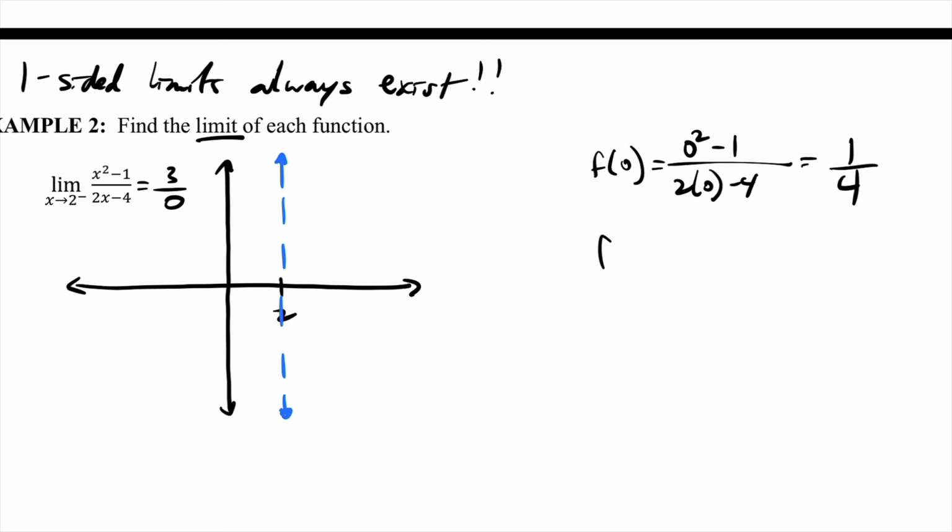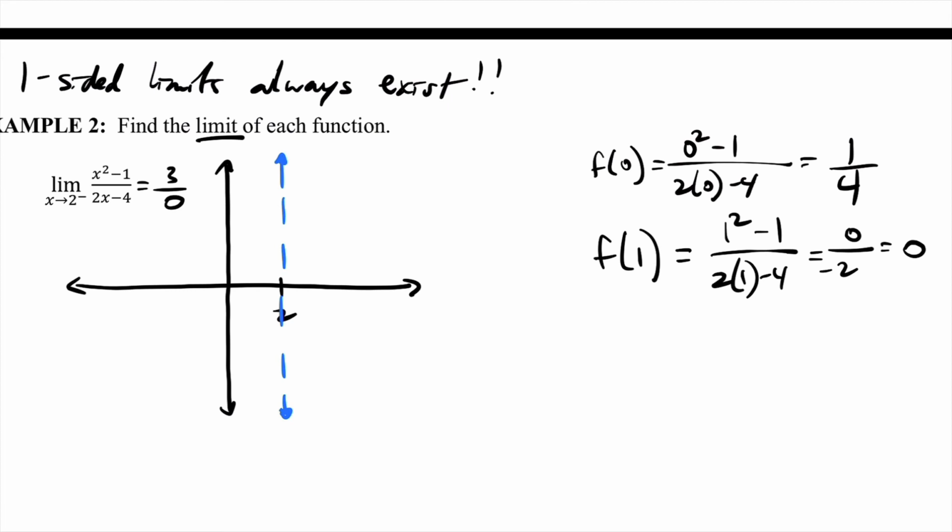Now let me get closer. Let's do f of 1. That's closer. I'm getting closer to the blue line. So f of 1: 1 squared minus 1 over 2 times 1 minus 4. What do I get when I do that? 0 over negative 2, which is 0. What happened as I got from 0 to 1? What happened to the y value? It went down, right? It was barely over, then it went down. So it's kind of turning downwards, right?